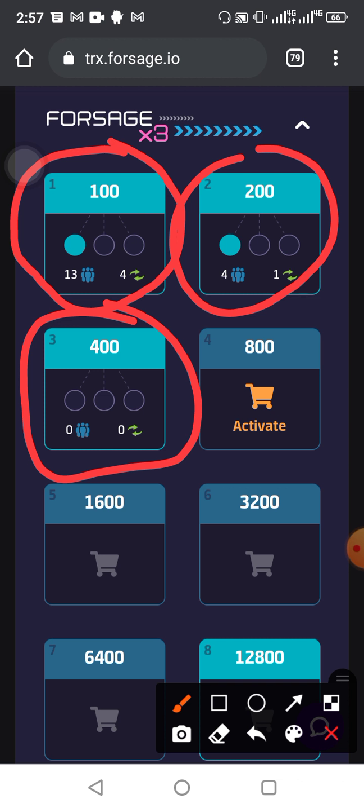You see now 3 of the matrices have been activated, and if you look closely, they are all very alike. You understand in the way they look. So we are going to expand one of them to use that one to explain the structure of Forsage smart contract and the earnings very well. So they are all identical.